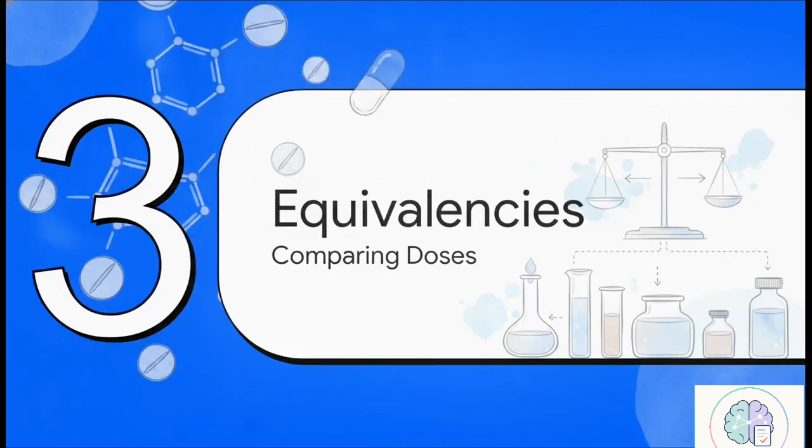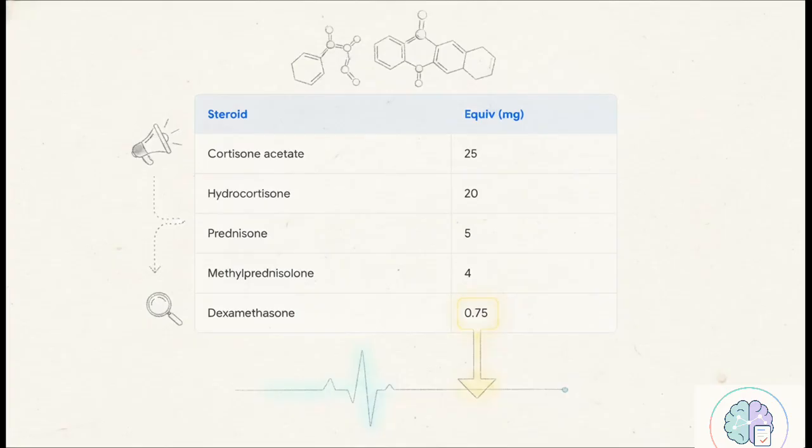All right, Section 3, corticosteroid equivalencies, comparing the interventions. Since we have all these different types of synthetic steroids, we absolutely have to establish their equivalent strengths. If you're going to safely swap a patient from one steroid to another, you need to know the conversion math. Let's compare the equivalent daily doses. To get the same physiological punch, you'd need 25 milligrams of cortisone acetate or 20 milligrams of hydrocortisone.